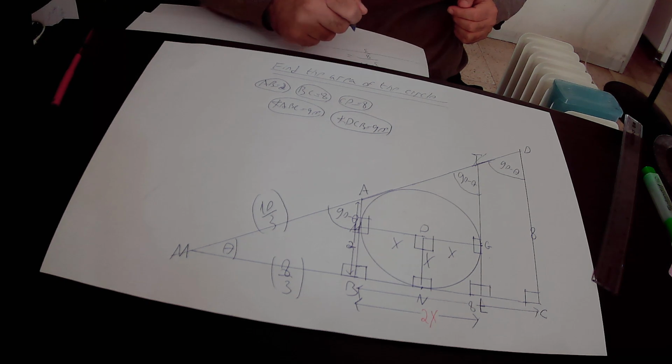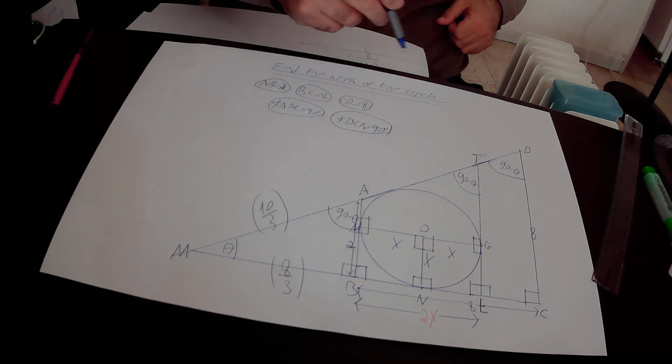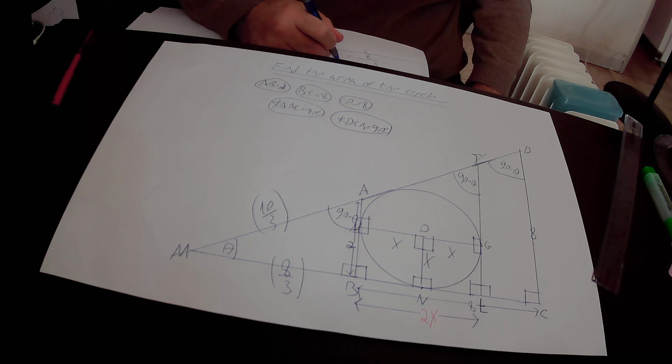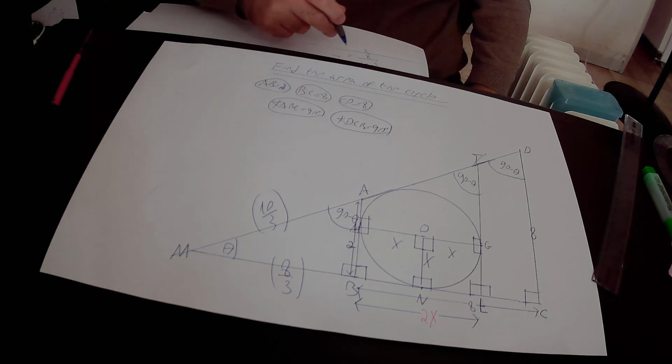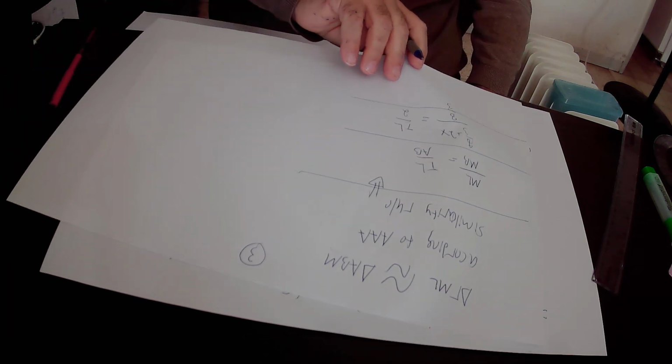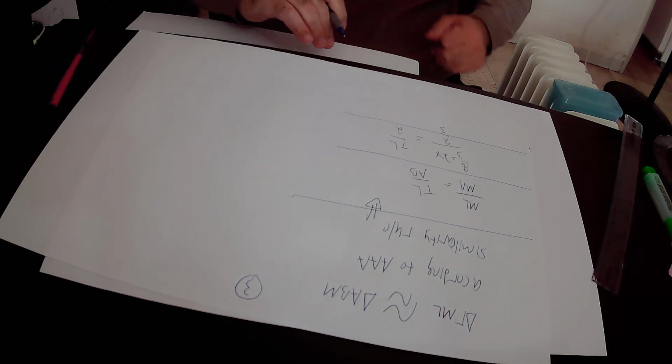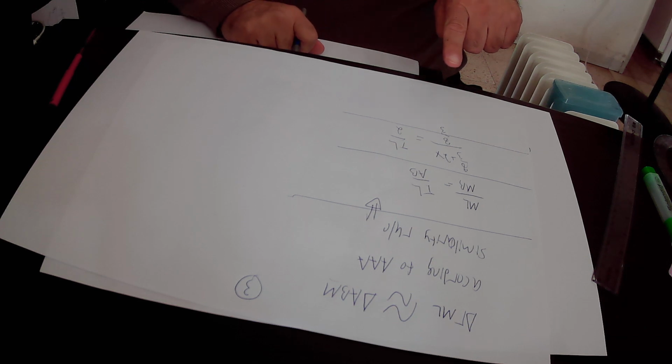is equal to TL. TL is the missing side, so we leave it as it is. Over AB is 2, so we substitute AB by 2. In conclusion, we found out that 8 over 3 plus 2x over 8 over 3 equals TL over 2.